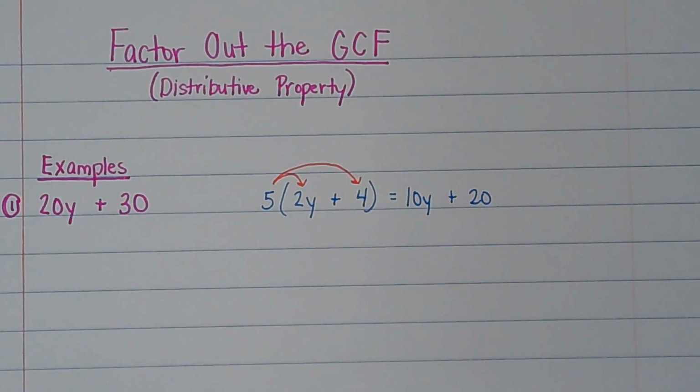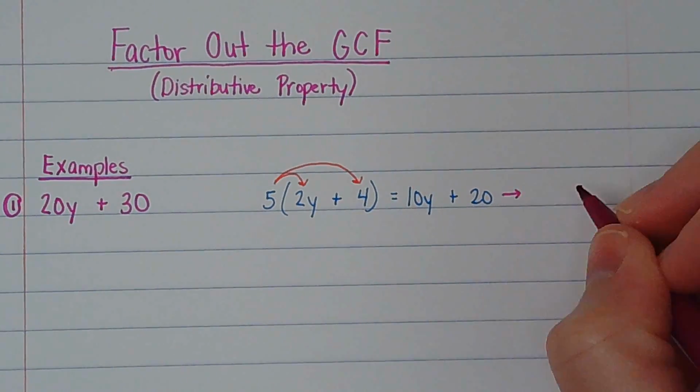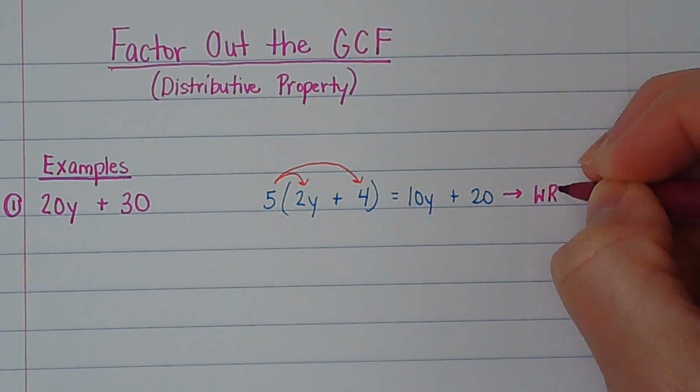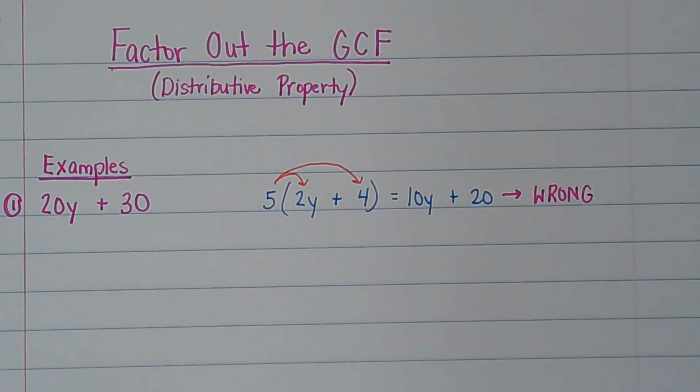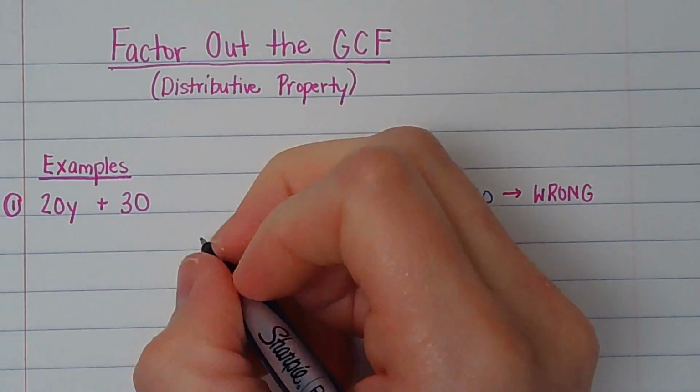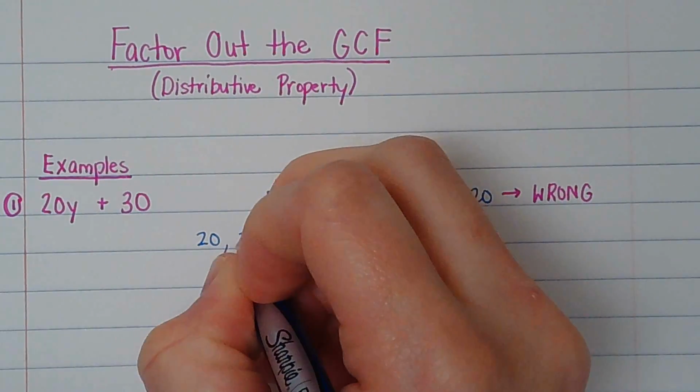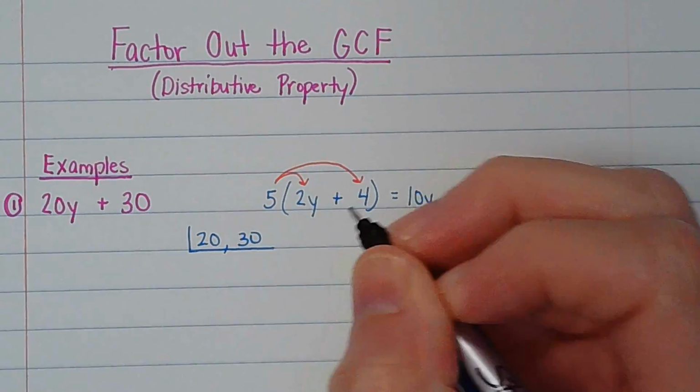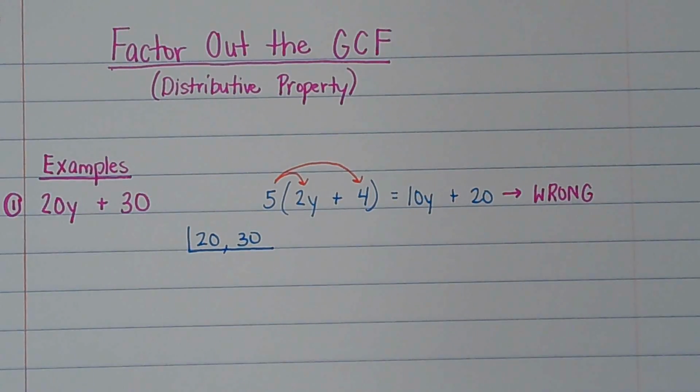So I'll just write it off to the side. Wrong. Okay, that's not how you do this. What you're supposed to do is take the numbers they give you, so 20 and 30, and find the GCF. Remember, for GCF we do the upside down birthday cake. So if I take 20 and 30, remember, you're trying to figure out what number can go into both of these numbers. Now remember, the bigger the number you pick, the fewer steps you have to do. So I'm going to start with 10.